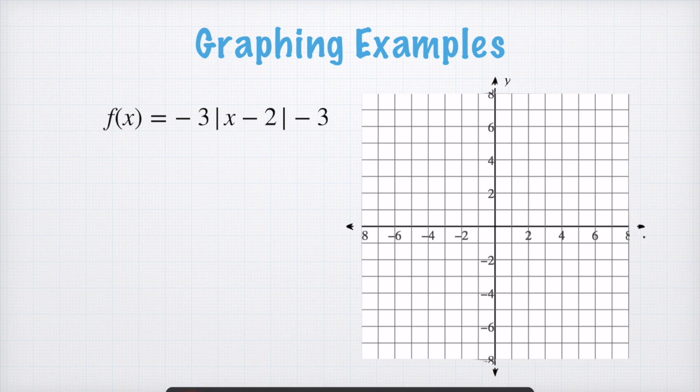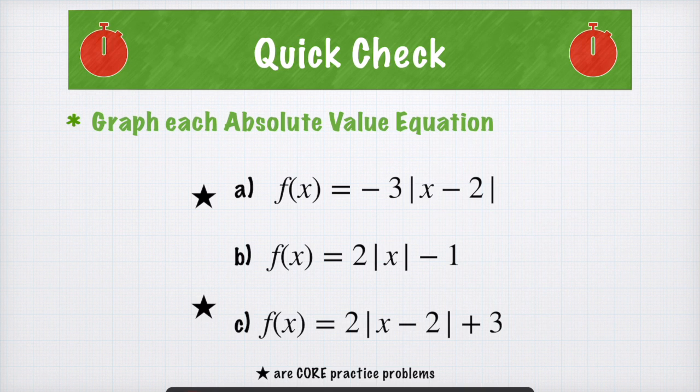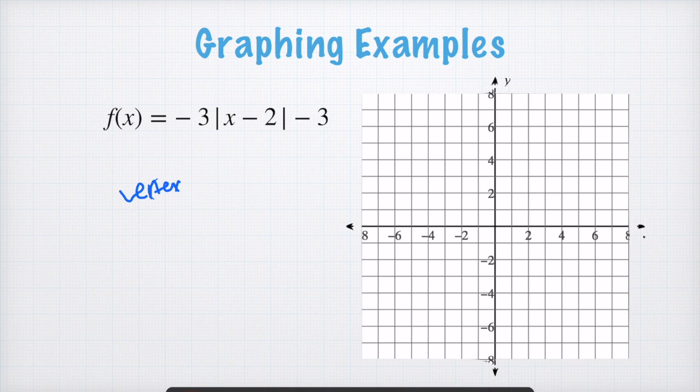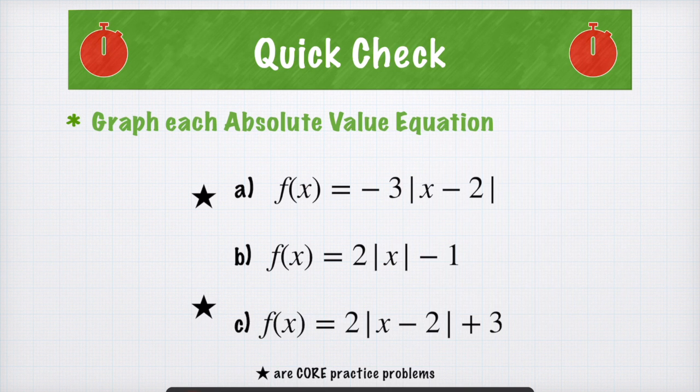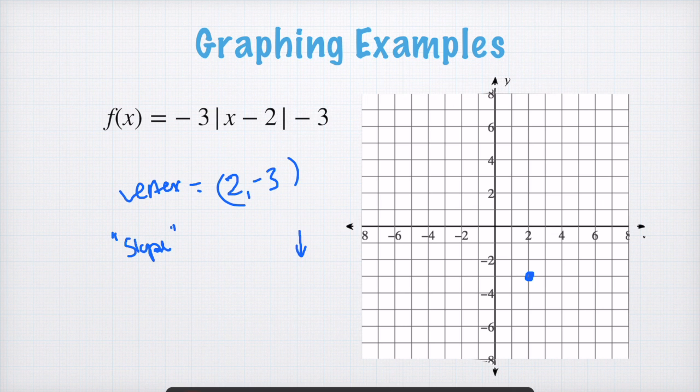Let's do another one over here. We have f of x is equal to -3 times the absolute value of x minus 2, minus 3. So our vertex is equal to 2, -3. So we're going to go over 2 and down 3. And our slope, we're going to call it slope. It's not really the slope, it's our vertical stretch, but it's going to work for us, is a -3. So we're going to be pointing downwards. And we're going to go 1, 2, 3 over 1, over 1. And we just draw in our lines. They're straight lines, and that's it.